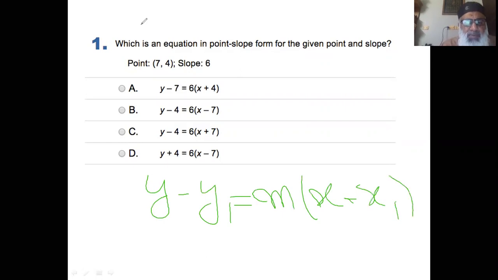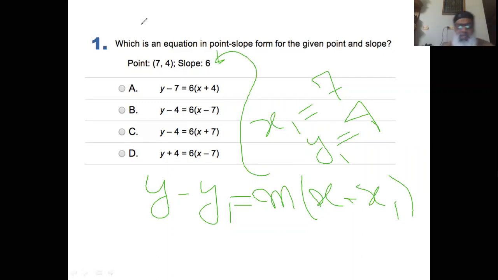So here we have the point, that is x1 is 7 and y1 is 4. So just put the values, and m is also given, that is 6. So from here it's very simple: y minus 4 and x minus 7. So that's why I'm going for this option, because both are positive, so we'll have to take the negative values. So in this way, we'll get the right answer. So B is the right option. Okay, so you click B.